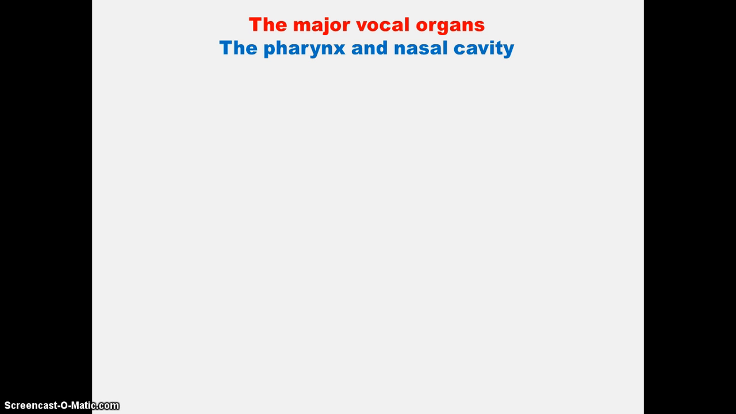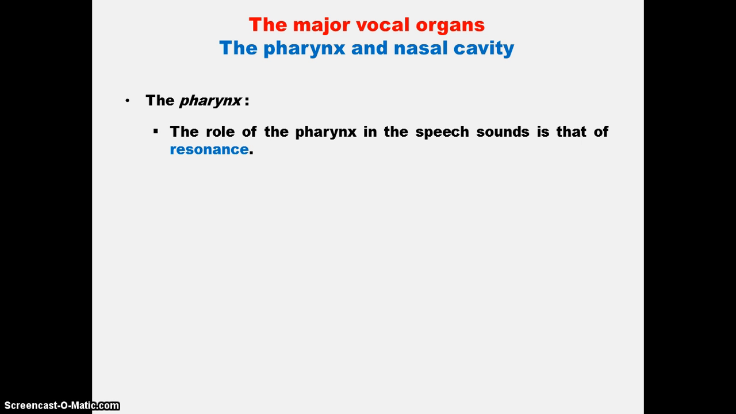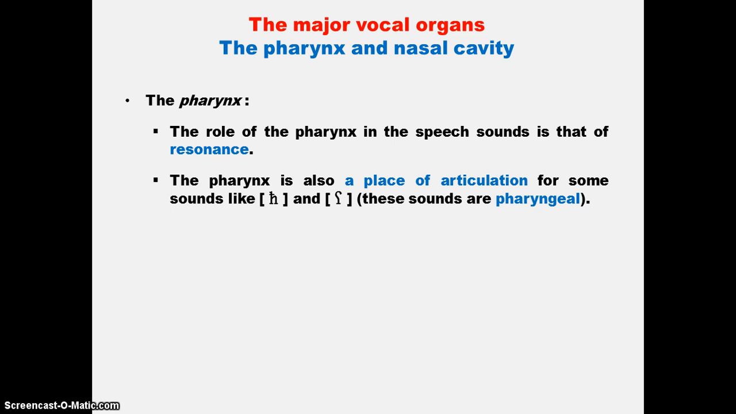The major vocal organs also contain the pharynx and the nasal cavity. The pharynx. The role of the pharynx in the speech sounds is that of resonance. The pharynx is also a place of articulation for some sounds like h and these sounds are called pharyngeal.